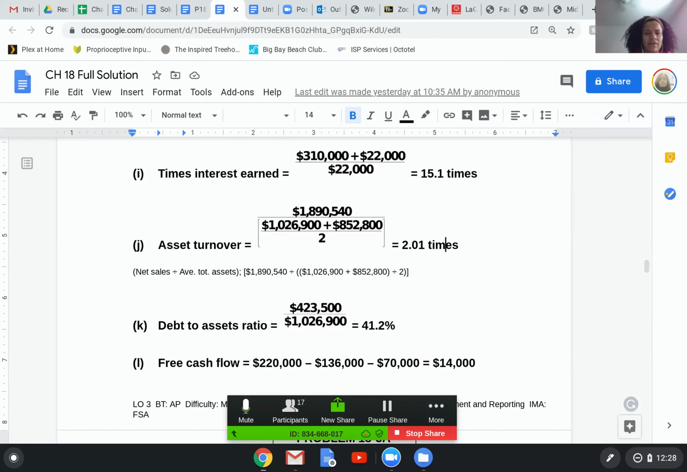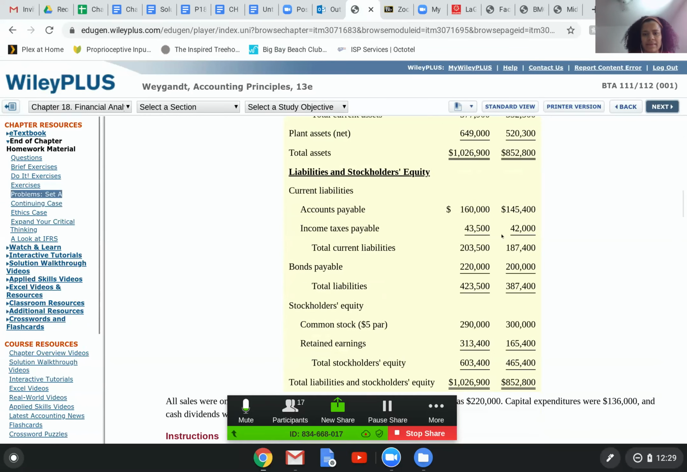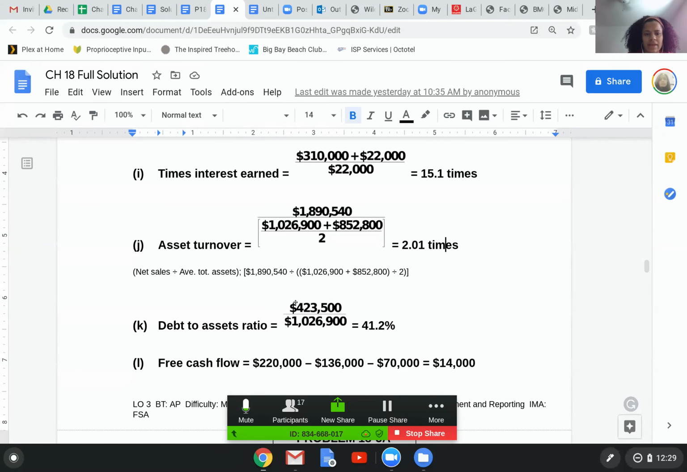That's why I just say, think of it as, for every average dollar invested in assets, you've got $2 of sales. Then you've got the debt to assets ratio, which is also a solvency ratio. Remember, this is looking at the company's liabilities, right? So they're 423,500, and it's total assets. So you're saying total liabilities divided by total assets.